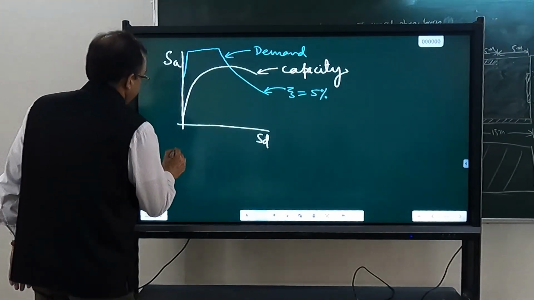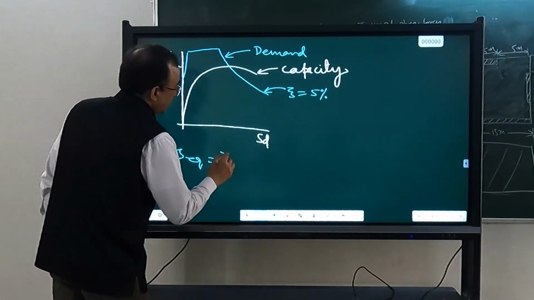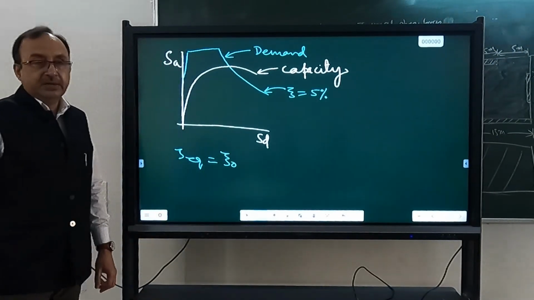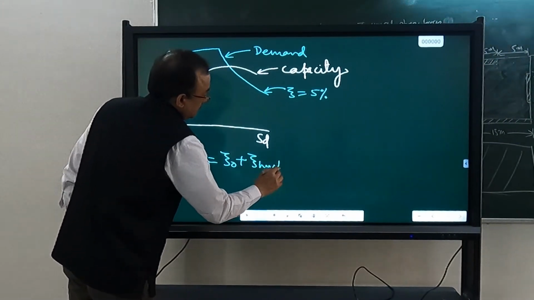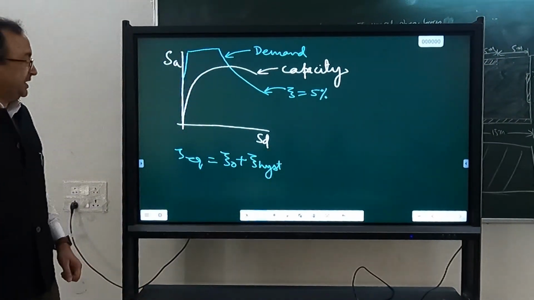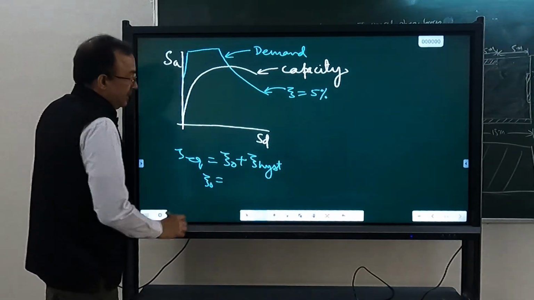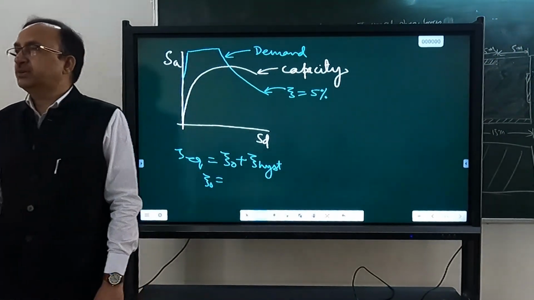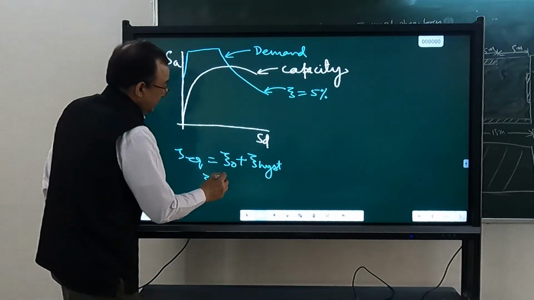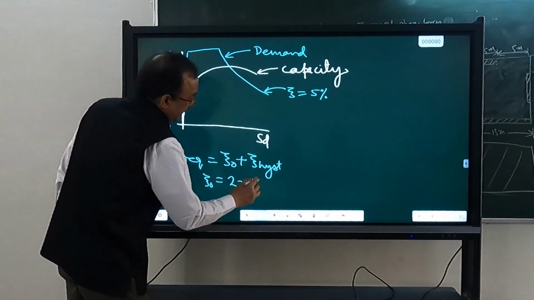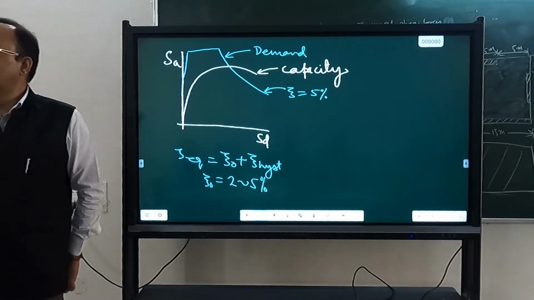So we have Xi equivalent of the single degree freedom system, that is Xi naught, the material damping, plus hysteretic damping. Xi naught, the initial damping, that may be 2%, 3%, 5%, depending on the material, so that is 2 to 5%. Generally we take 5%.